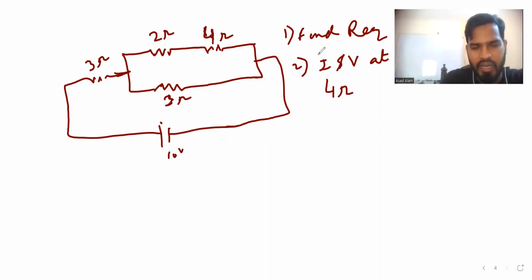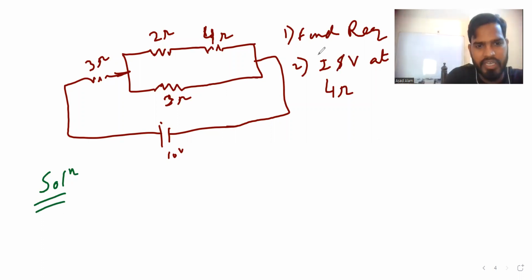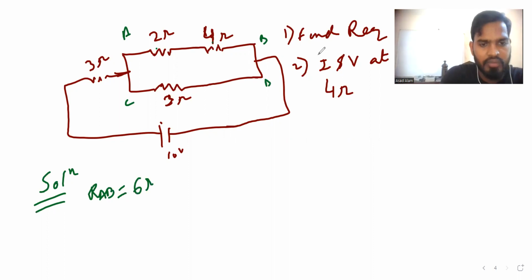So let's see now. Find R equivalent. Second is I and V at 4 ohm. So solution, if you will see, we can say now, find R equivalent. Obviously these two are in series, right? So let's name them A, B, C, D. Resistance between AB is going to be 4 plus 2, 6 ohm, because in series. Then between CD is 3.